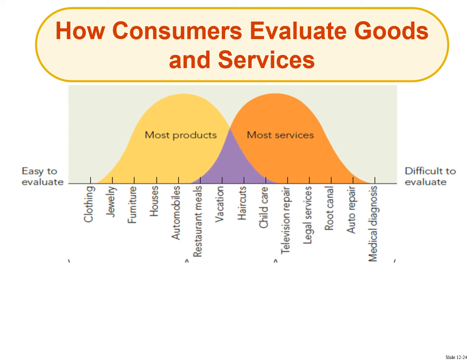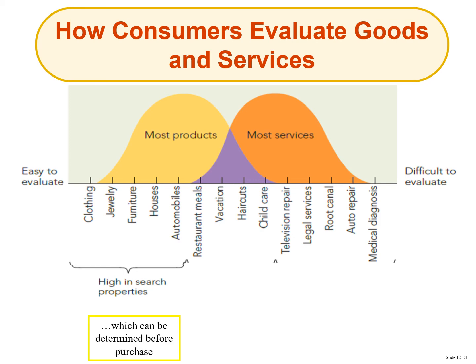The purple in there you see is a mixture of products and services, and we're going to talk about these. So if you look at the products, these are clothing, jewelry, furniture, etc. These are high in search properties, and these are easy to evaluate because these are high in search properties. What does that mean? That means that you can evaluate these before you make a purchase. You can evaluate clothing, jewelry, furniture, houses before you make a purchase. So these are called high in search properties, and because of that, these are easy to evaluate.